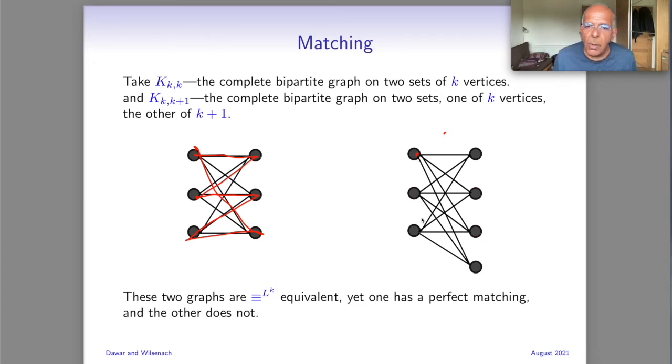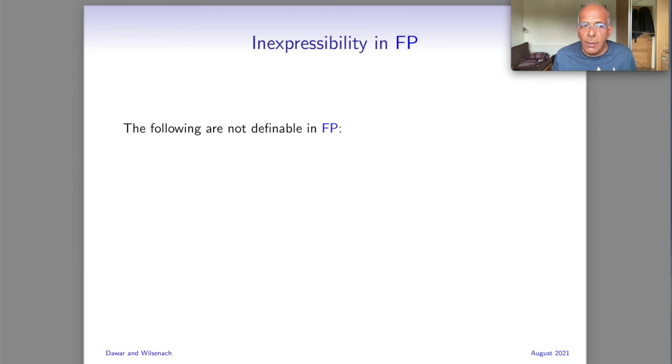So the same example also shows that the property of having a Hamiltonian cycle cannot be defined in fixed point logic. So, in fact, we have the following are not definable in fixed point logic. Evenness. This also can be shown by the same example that we just had on the previous slide. Perfect matching, Hamiltonicity.